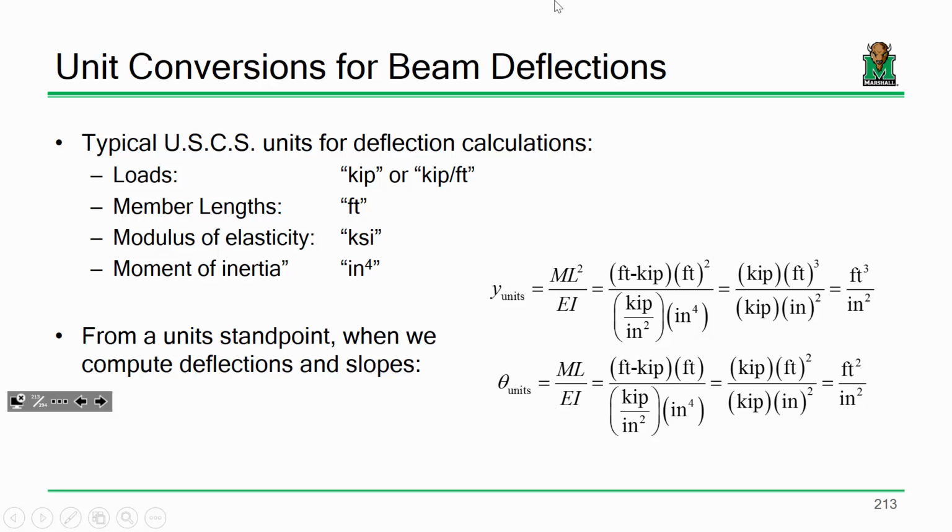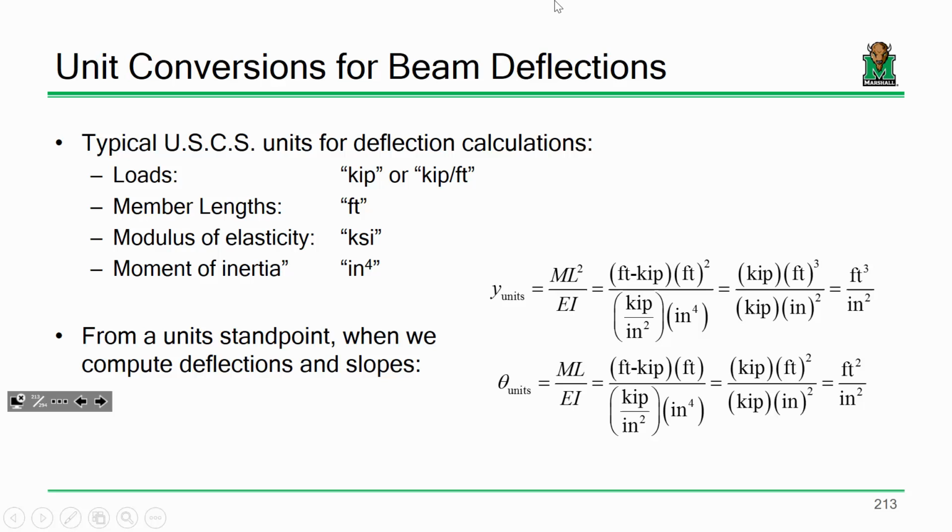Okay, now let's take a look at those units. Well, moments tend to be in foot kips, right? Member lengths tend to be in feet. Now if I take an E, which is in ksi, and a moment of inertia, which is in inches to the fourth, and I start chugging it out, what happens? Well, I get foot kips times feet squared, over kips per inches squared times inches to the fourth. Carry everything out, my kips cancel, and I get this. Am I really going to say that my beam deflects 4 feet cubed over inches squared? That doesn't really make a lot of sense.